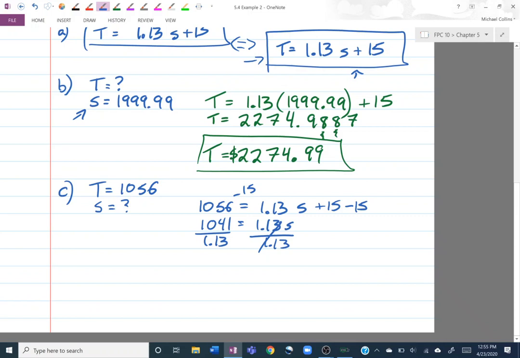1,041 divided by 1.13 is 921.238. That equals S. When we write a final answer, we usually write S is equal to, and again, we're going to round to the nearest cent, $921.24, since again the third digit, an 8, is 5 or larger.